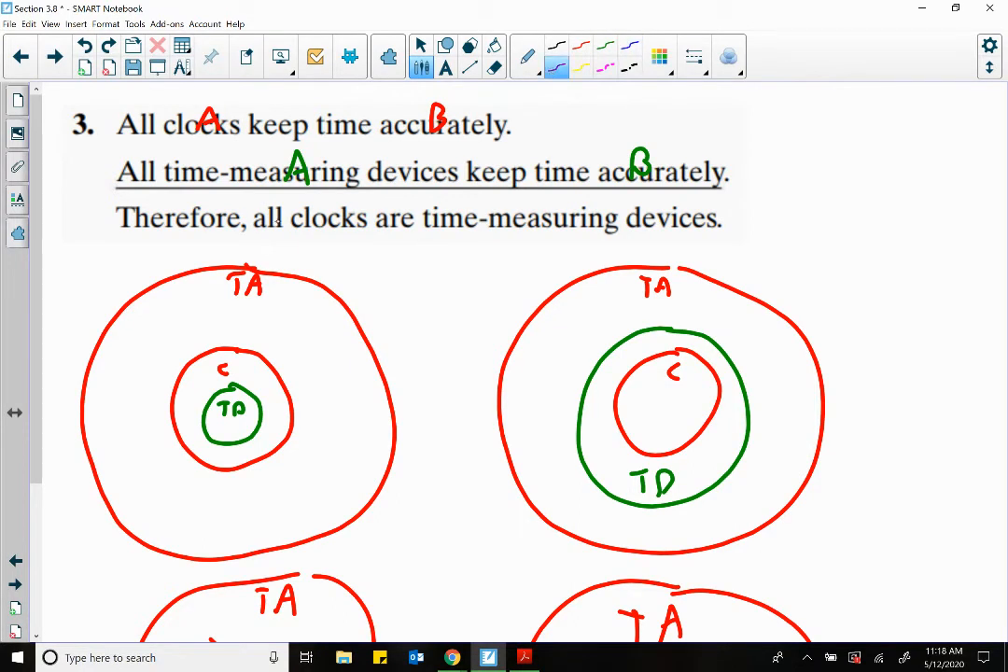So down here it says all clocks are time measuring devices. So this is another all A are B, where clocks is A, time devices are B. So what this means is every picture down here has to show that the circle clocks is inside time measuring devices. That's what this means. If every picture does not show that, this is invalid.